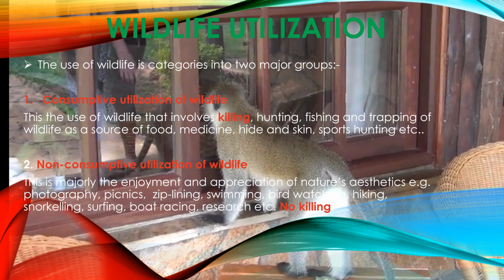Number 2, we have non-consumptive wildlife utilization. This is the use of wildlife as a source of enjoyment and appreciation for nature. For example, the aesthetic beauty of the wildlife through photography. We go on picnics with our loved ones, we do zip lining, we go swimming, we do bird watching, hiking, snorkeling, surfing, board racing, research. No killing is involved. So with this introduction, I believe we are equipped to delve further into the importance of wildlife conservation as a cause.